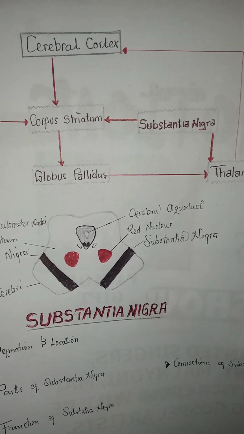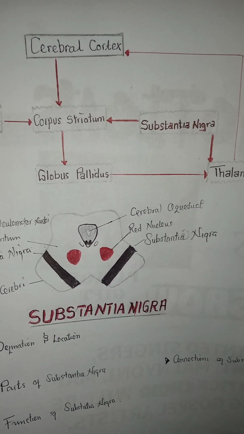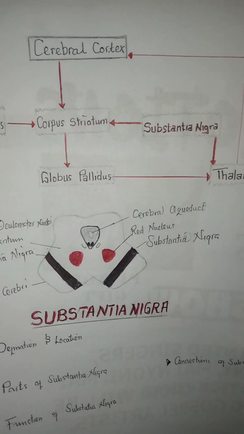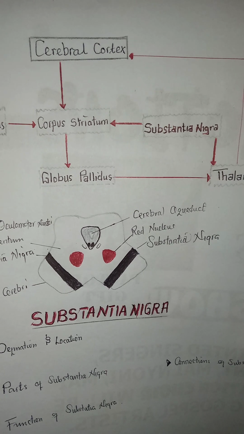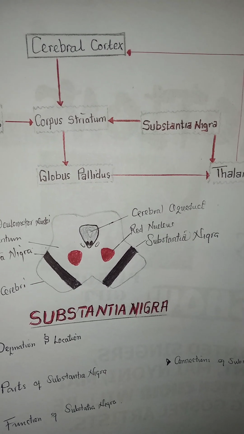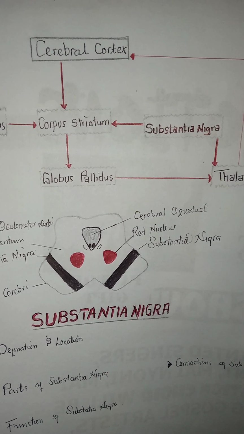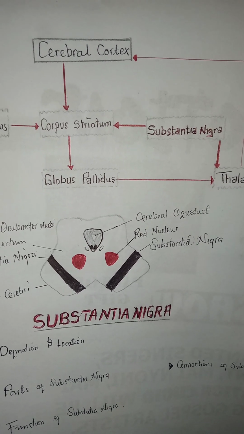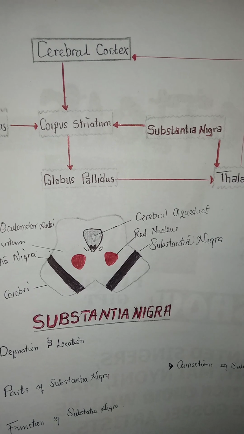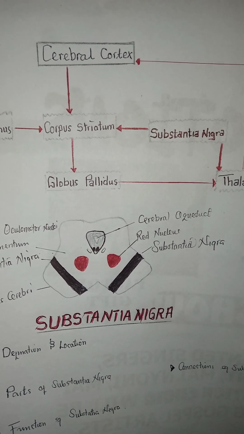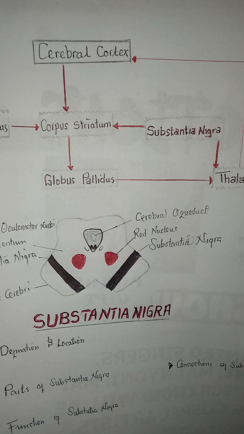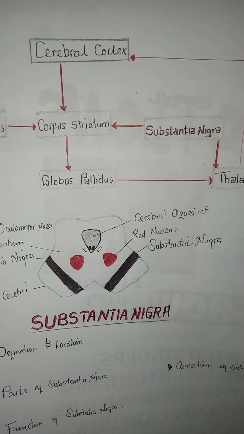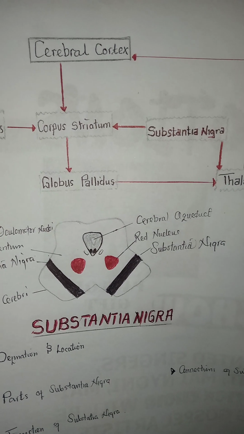Okay guys, so in this video we're going to look at the Substantia Nigra. We're going to look at it in terms of its definition and location, and then its parts, and then its connections, and then its function, and finally we'll wrap up everything by adding a clinical correlation. Alright guys, so let's get started.